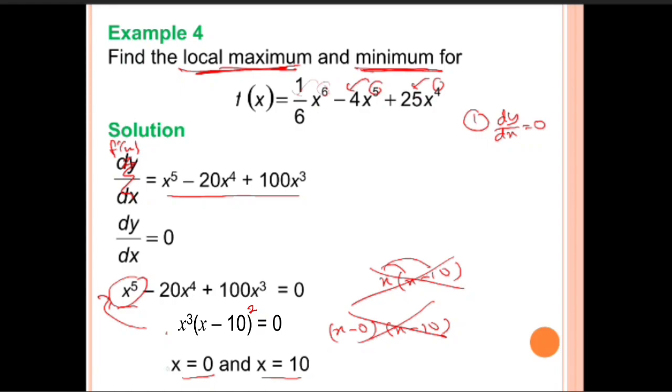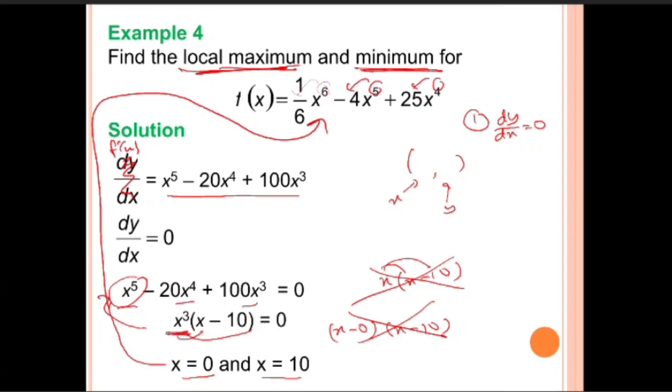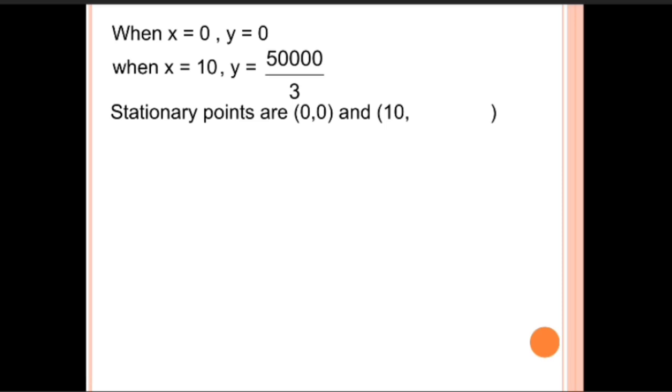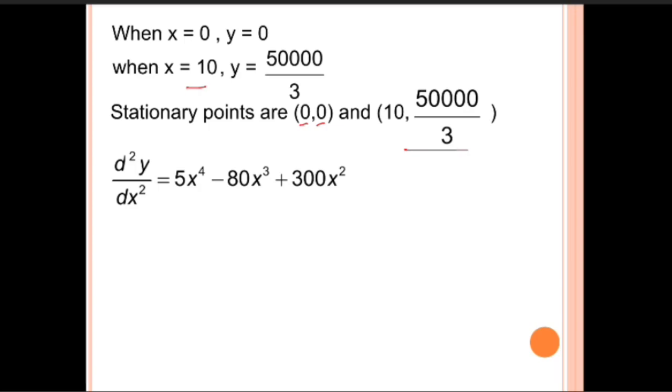Now, next, we have found our value of x, so we need to find the coordinate. After we have found the x, you need to find the y, and how to find the value of y, just substitute the x value into the function f. So when x is 0, you get y is 0, and when x is 10, you get y is 50,000 over 3. Write them in coordinate points. So when x is 0, y is 0, it's (0, 0), the origin, and when x is 10, y is 50,000 over 3. Next, we have to solve it by using the second derivative test.